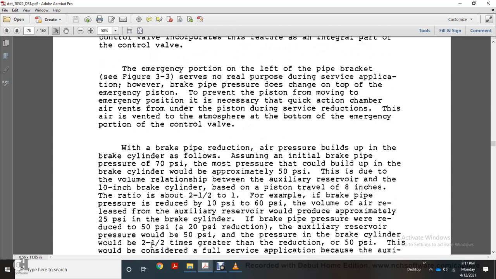With the brake pipe reduction, the air pressure builds up in the brake cylinder as follows. Assuming the initial brake pipe pressure is 70 psi, the most pressure that could be built up in the brake cylinder would be approximately 50 psi.